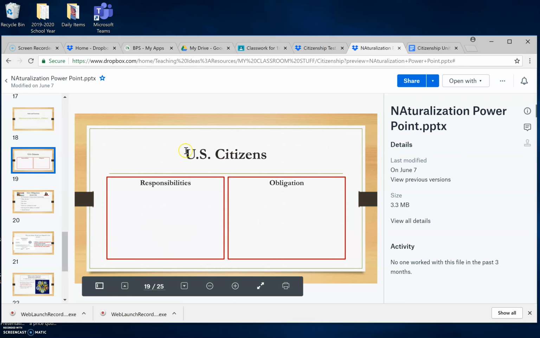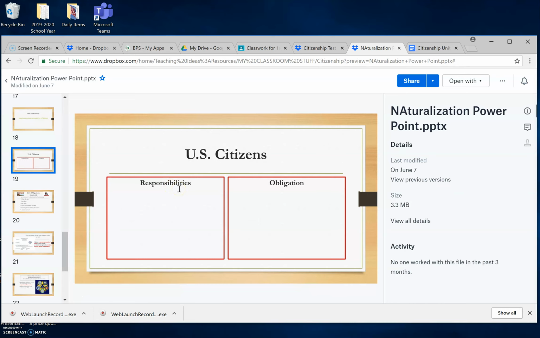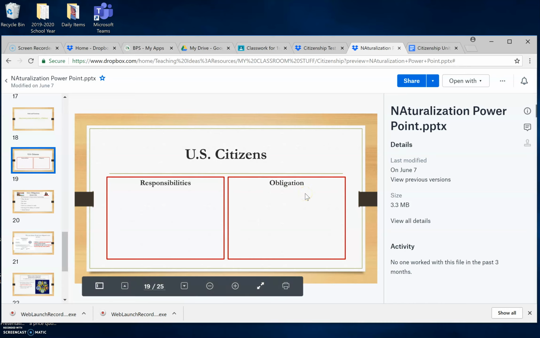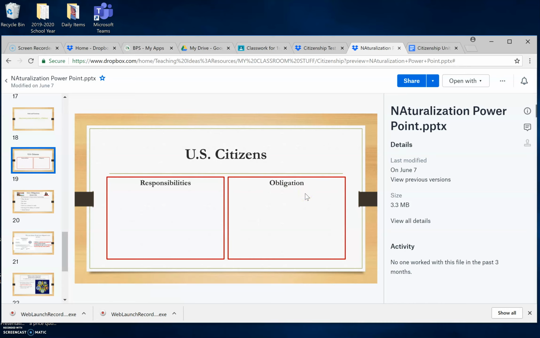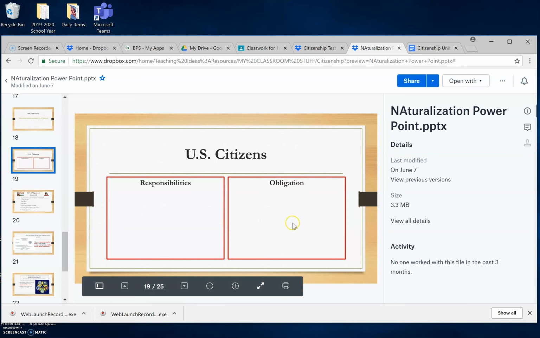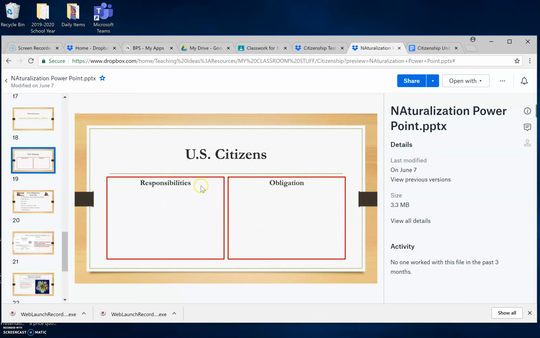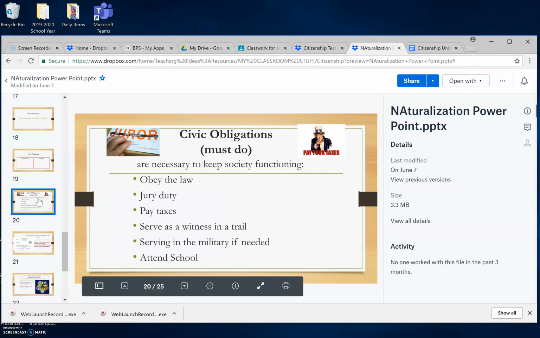Okay, so now we're talking about responsibilities and obligations. As citizens, we have responsibilities and obligations. Remember, responsibilities are things we should do. But if we don't do it, it's not the end of the world. Obligations are things you have to do as a citizen. If you don't fulfill your obligation as a citizen, you can end up in jail. So what are they? Let's see. These are obligations, things we have to do.